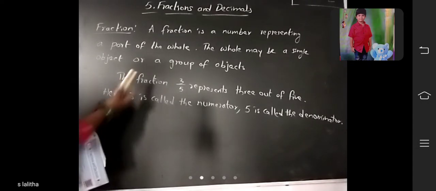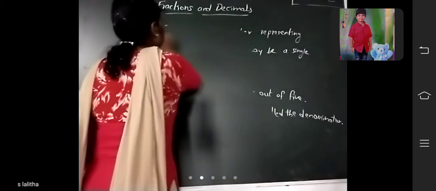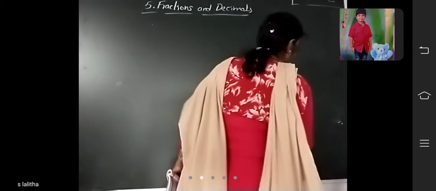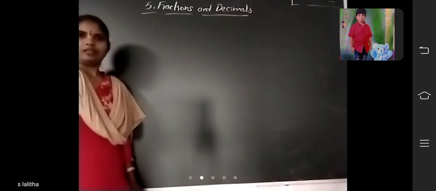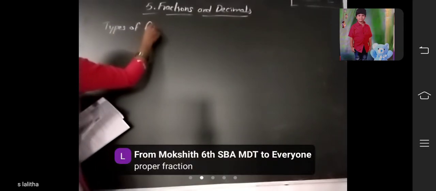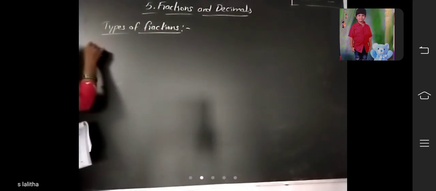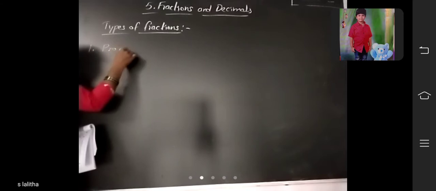Okay, children. Next, types of fractions. What is the first type of fraction, children? Proper fraction. What is called a proper fraction? A fraction with the numerator always less than the denominator is called a proper fraction. Okay, write down. Keep the heading types of fractions. First one is proper fraction.